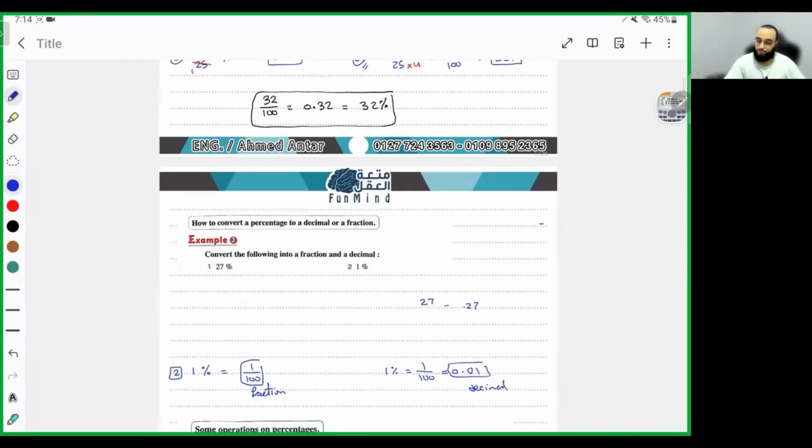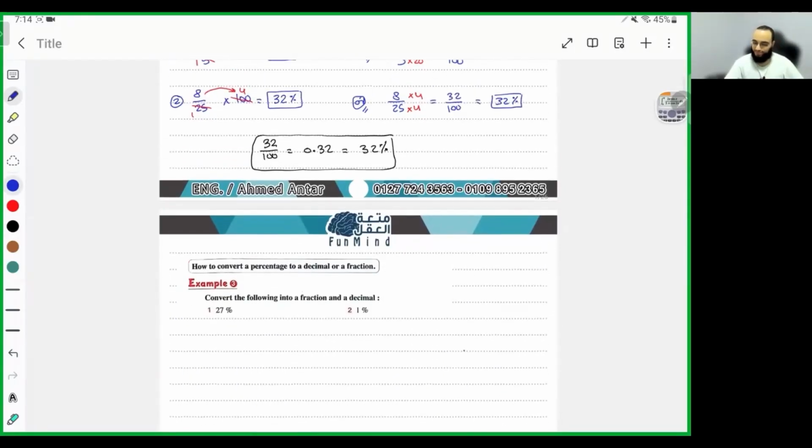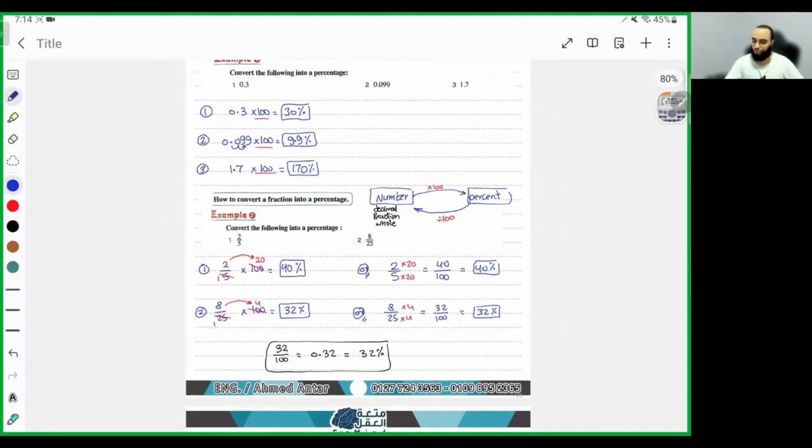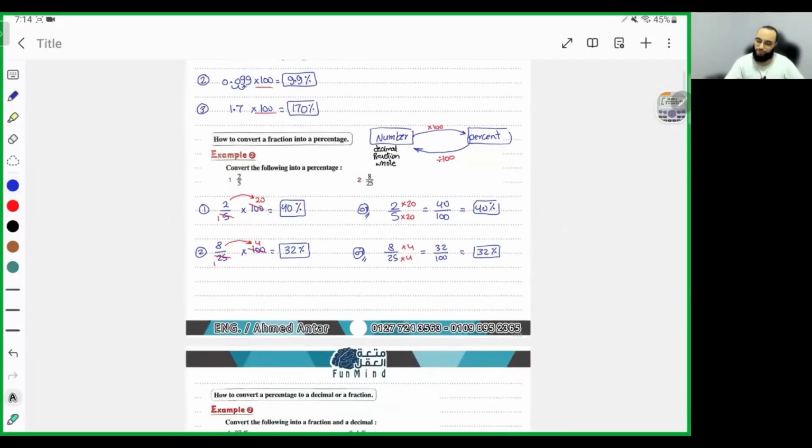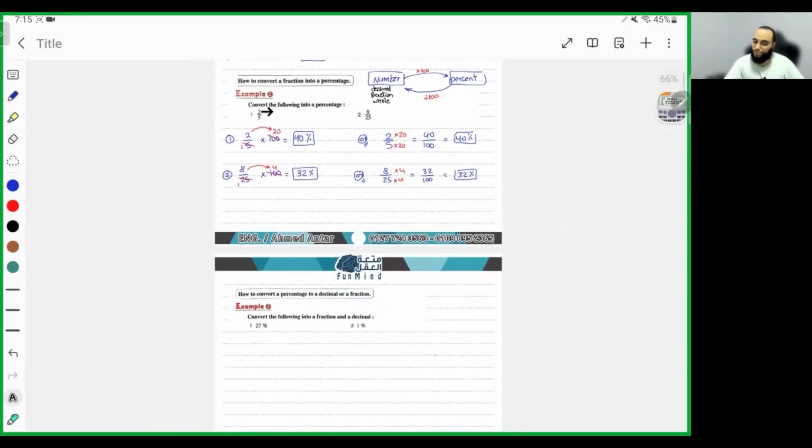Let's go for the next. Right now, it's a vice versa question. It's the opposite of the previous question. In the previous question, we had a fraction and we converted it into a percentage. Right now, we have the percentage itself. I want to convert it into a fraction or a decimal or a whole number, etc.